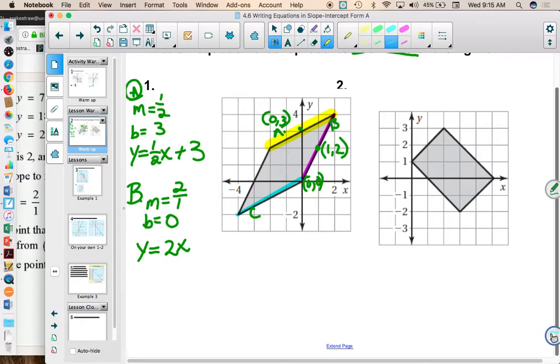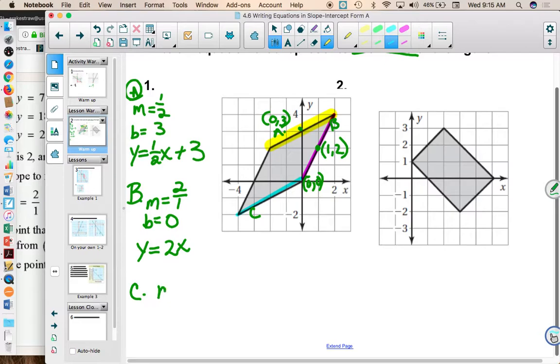Are lines A and C parallel to each other? Yes. What do you know about parallel lines? Same slope. They have the same slope. Parallel lines are going to have the same slope.